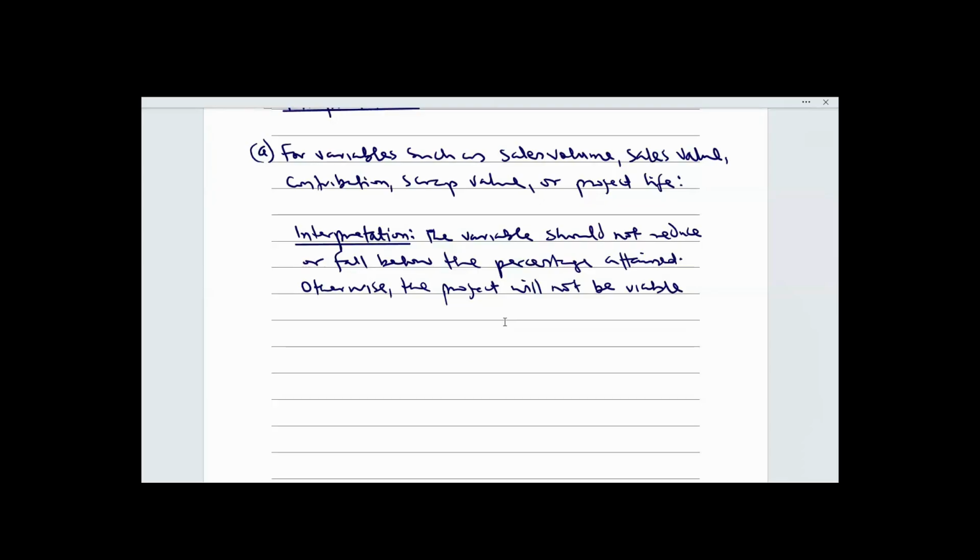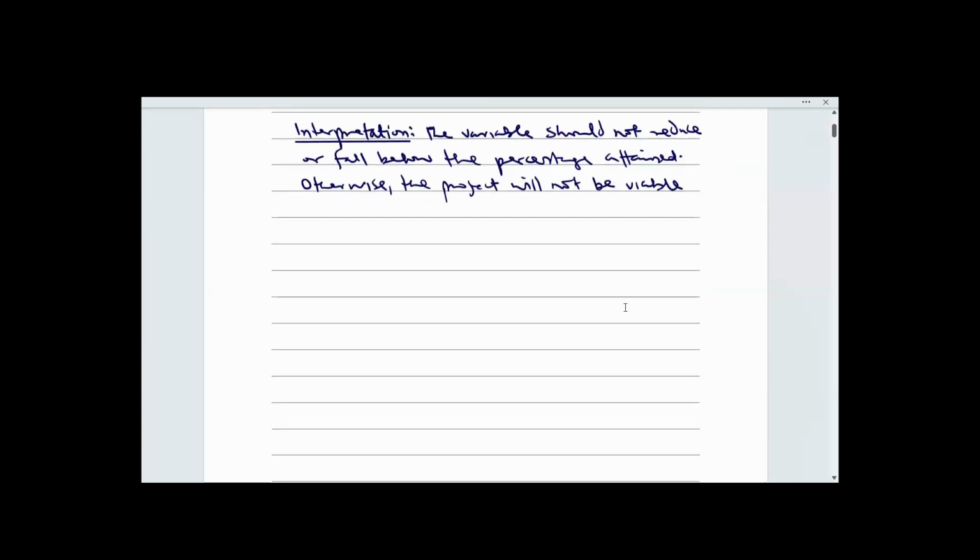What that simply means is that you can still reduce the sales volume by 4%. Anything higher than that 4%, the project will not be viable again. Because if your sales volume reduces by the percentage that you have attained, any further reduction will make the project unviable. So that's how to interpret any of these variables that I mentioned in A.